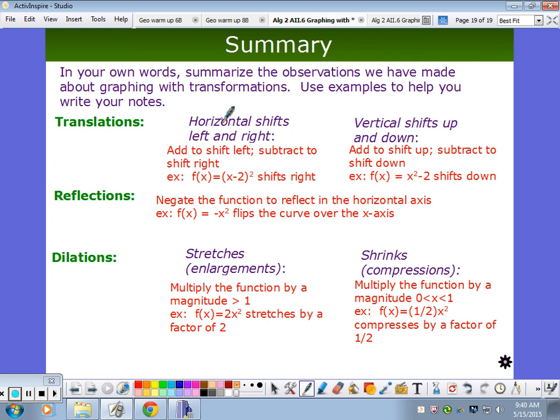So for horizontal shifts left and right, you add to shift left. That's kind of an important thing to note. And you subtract to shift right. And here's my example that I put. X minus 2 squared shifts right. And that's all I mean by that. You can use my words. It's better if it comes from your words.